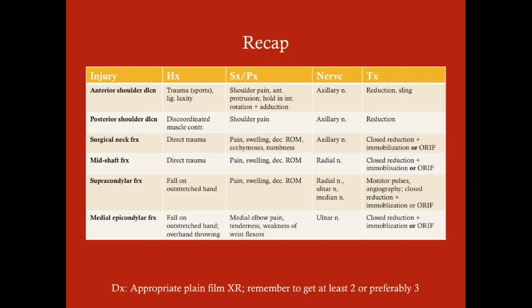Mid-shaft fracture is also commonly caused from direct trauma, and it also presents with pain, swelling, and decreased range of motion. In this case, the nerve that's most commonly affected is the radial nerve, because remember, the radial nerve travels very closely to the humeral diaphysis, and so we would expect that if any nerve is going to be affected by a fracture of the humeral diaphysis, it will be the radial nerve.